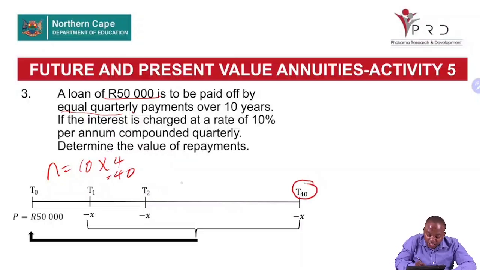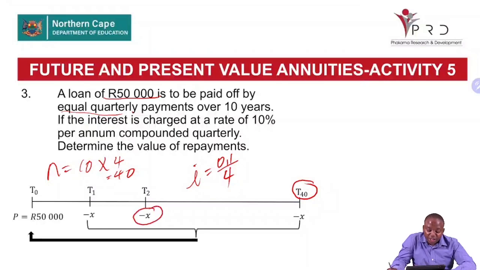If the interest is charged, our interest rate I is 0.1, that is 10% divided by 100, all over the compounding period, which is 4. They say calculate the value of the repayments we're looking for. It was not mentioned to us in this case, so we must understand that it's a normal one.